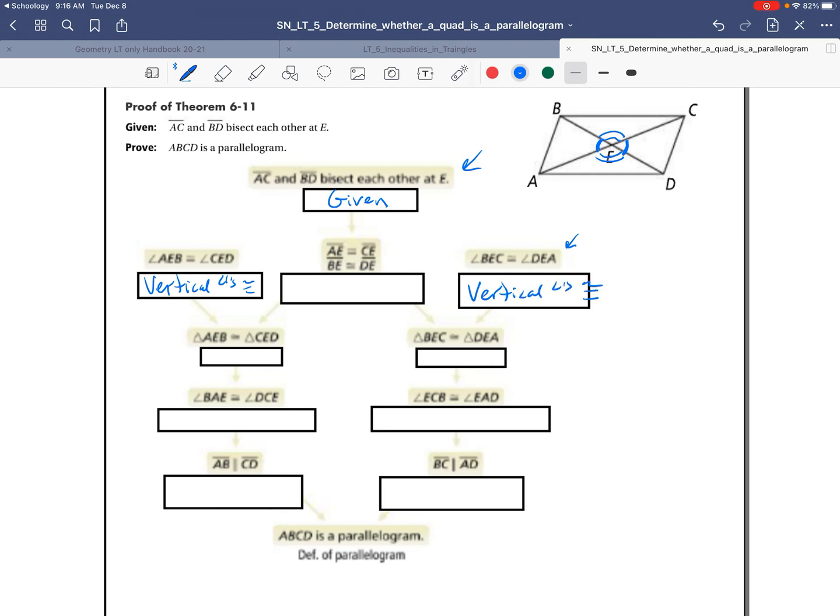Now you'll see I'm dealing with different triangles here, and so I wanted to use a flow proof because many of these are going to be the same. Notice in the middle here, AE congruent to CE, BE congruent to DE by definition of segment bisector, or just definition of bisector.